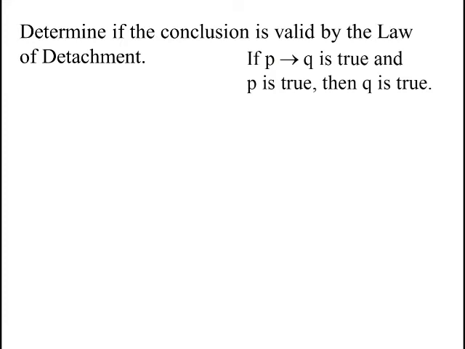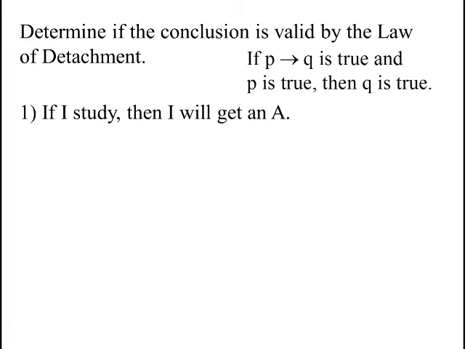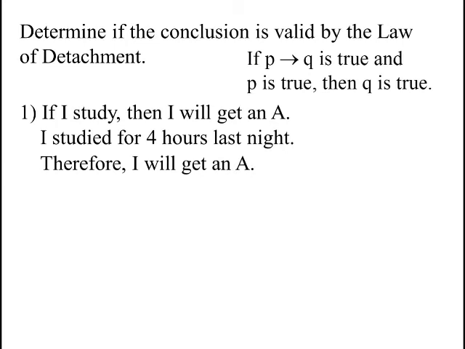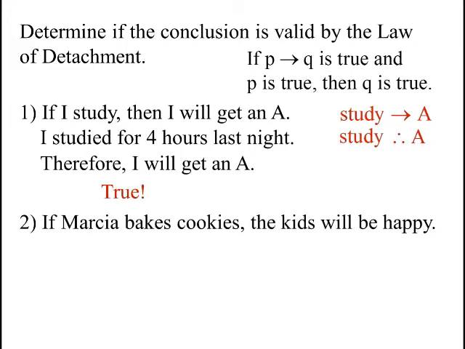Here's detachment again. If P implies Q is true and P is true, then Q is true. If I study, then I will get an A. I studied for 4 hours last night. Therefore, I will get an A. Sounds logical. Let's see. Study implies A. I studied. Therefore, I should get an A. Okay, that's logical. True.